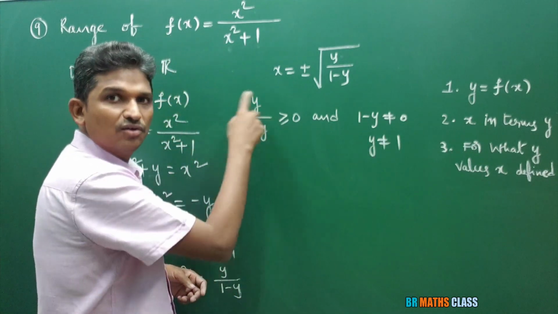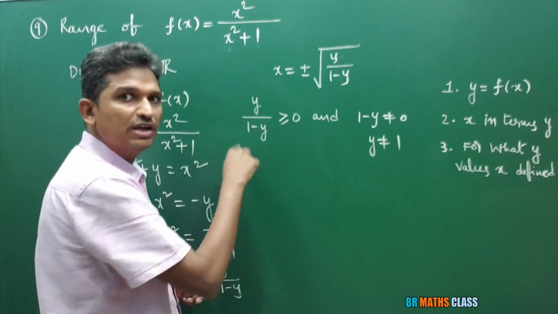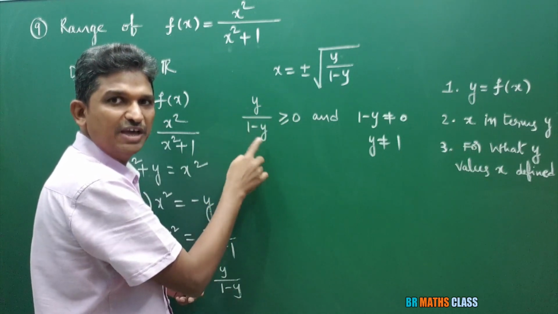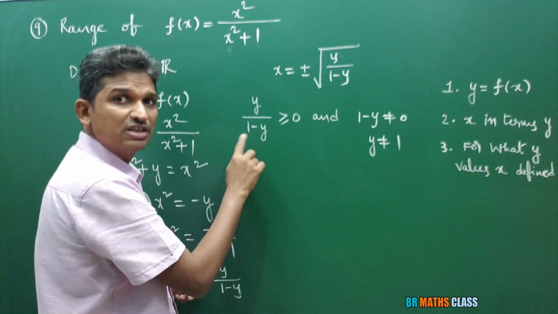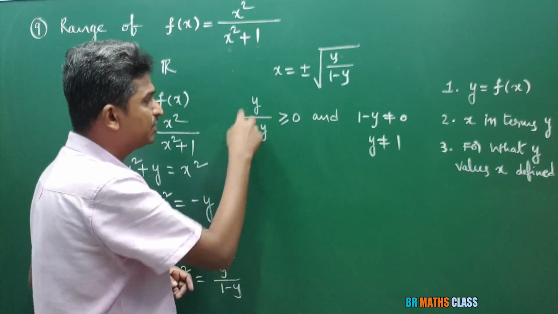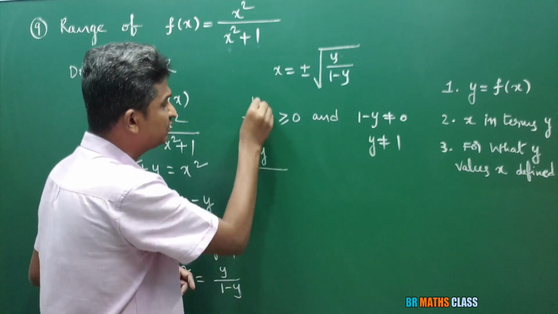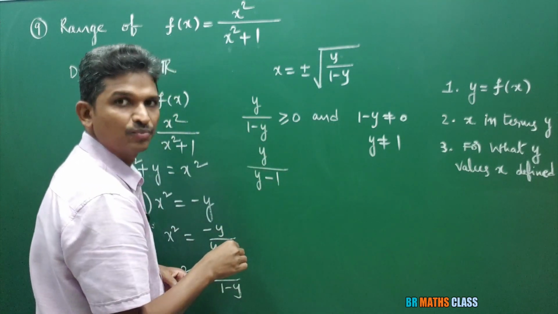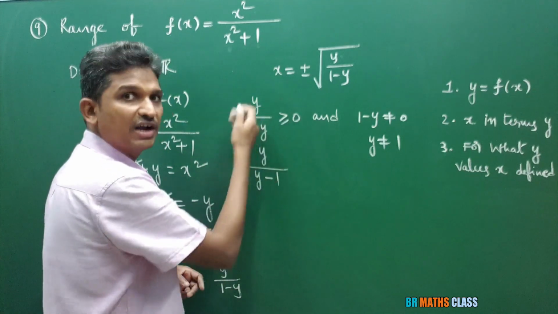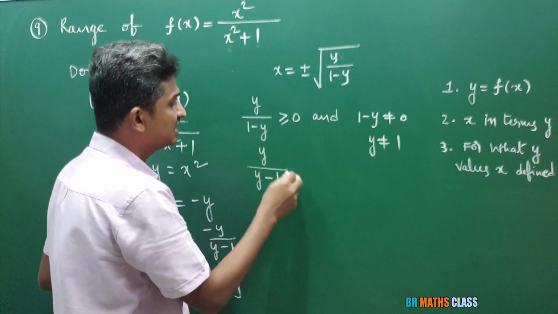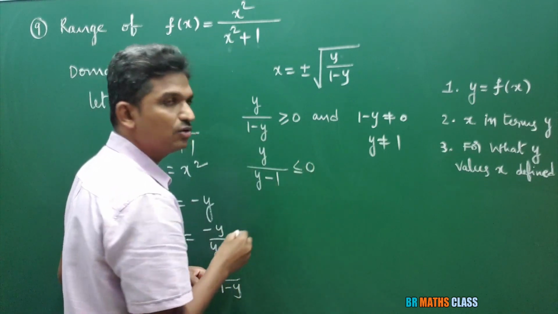Now to find for what values of y this inequality holds good, I need this in the form of y minus a divided by y minus b. Here this is not in the form of y minus b. This inequality I will multiply with minus on both sides. If I multiply with minus on both sides, what will it become? y divided by 1 minus y changes to y minus 1. I hope you are understanding. For an inequality, if we multiply with a negative real number, the inequality sign changes. This greater than or equal to changes to less than or equal to 0.